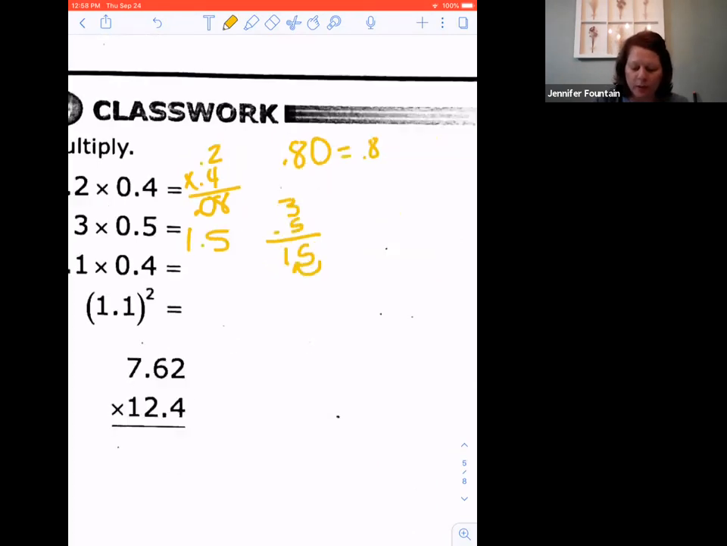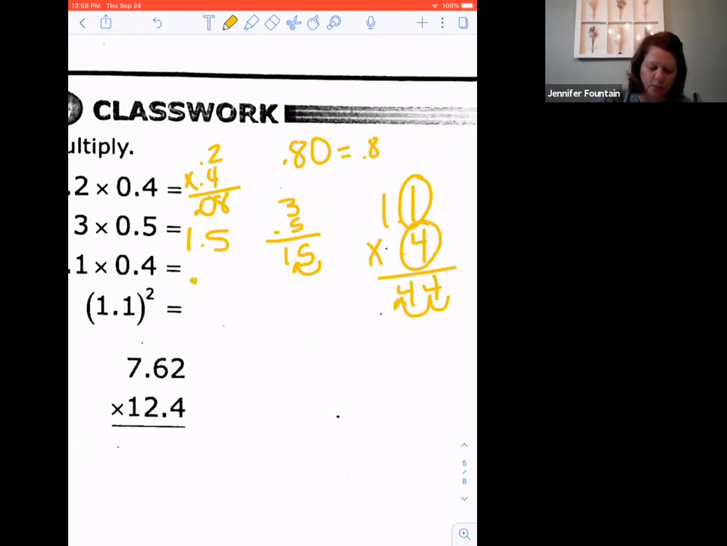1.1 times 0.4. 1 times 4 is 4. I've got 2 decimal places, so I start at the end, come over 2 places, so that's where my decimal would be. 0.44. You can put a 0 in front of it if you want to. You don't have to. It's totally up to you how you want to do that.